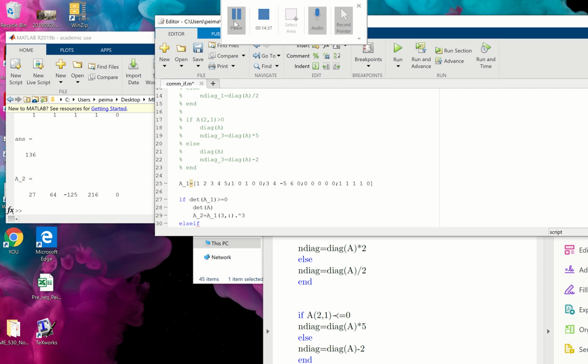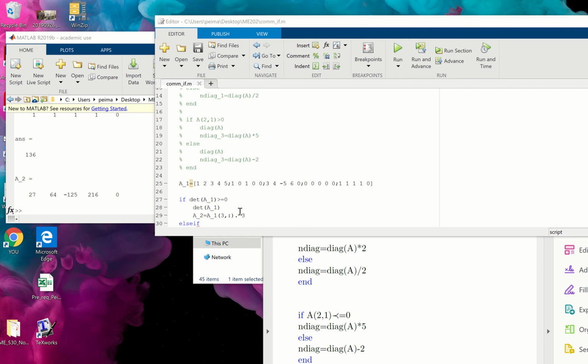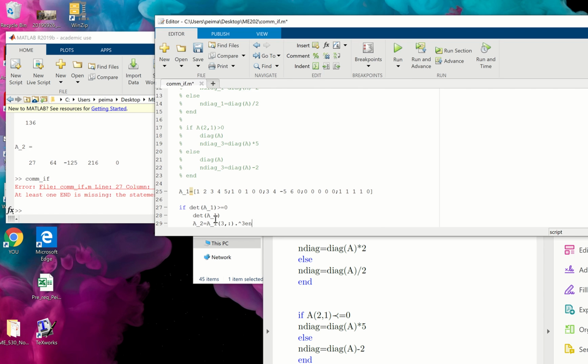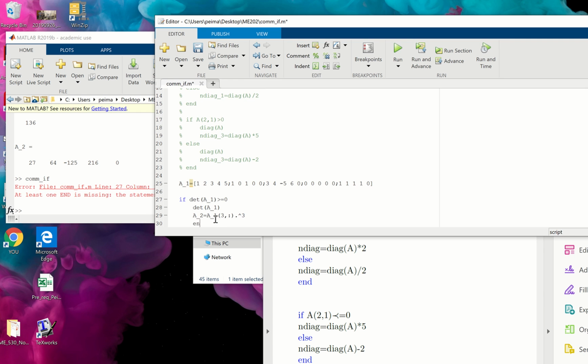Hold on, guys. It's freezing. Guys, it was a typo here. I see that. This is A1. Okay. See here. Let me first fix this because there's a typo that I had here, right here.